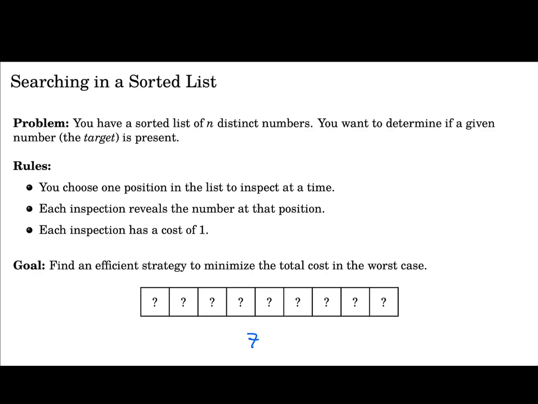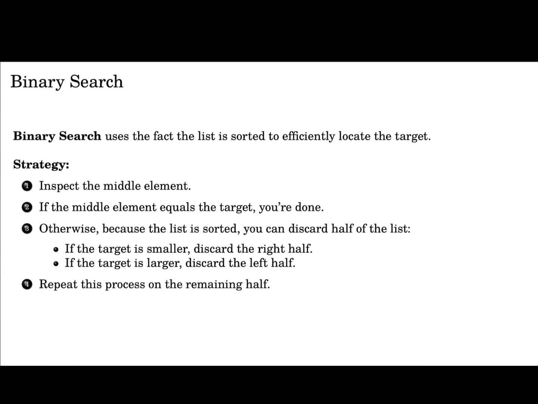And one of the key facts here is that this list is sorted, so that we know that this number is smaller than this one, is smaller than this one, is smaller than this one. So can we use the fact that the list is sorted to get much better performance than, let's say, worst case, having to look at everything? And so binary search uses exactly this extra information.